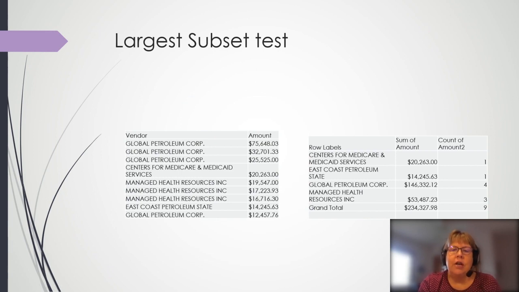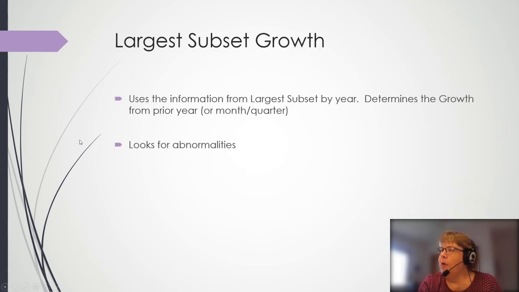The largest subset, so here we have some fake data that has about 10 numbers. Again, we have the vendor and the amount. The easiest way to do this is a pivot chart, and you take your row labels, which is the vendor, and you sum up the amount for each vendor and the number of transactions. And here we're looking for any abnormalities as well. Now, some of them are going to have large amounts, but they're very explainable.